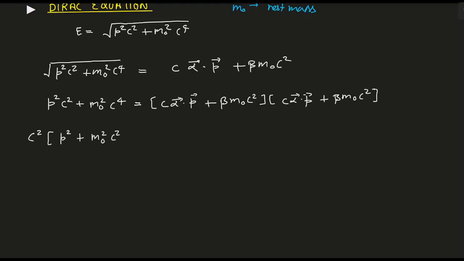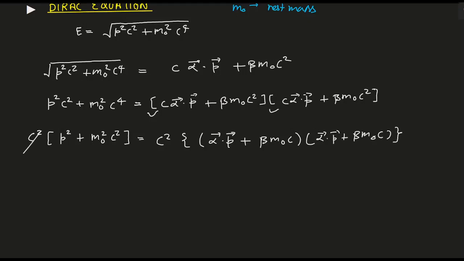Similarly, you can also take c common from this bracket and c common from this bracket. So you will have c squared multiplied by alpha dot p plus beta m naught c. As you have taken one c outside, there will be no c left with the p term, plus alpha dot p plus beta m naught c. I hope it's clear. So the c squared will easily get cancelled out.